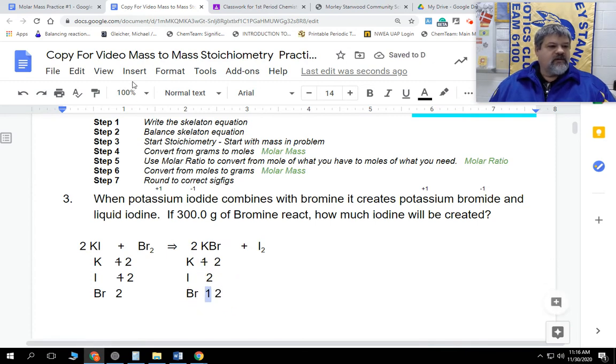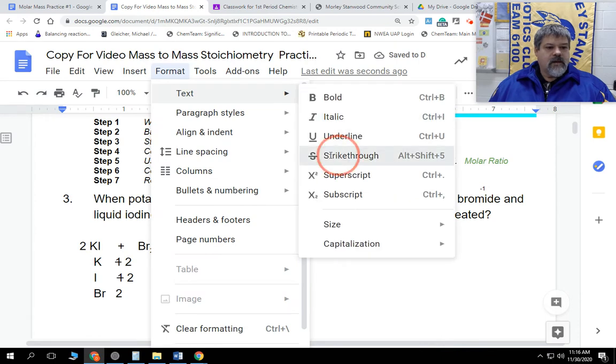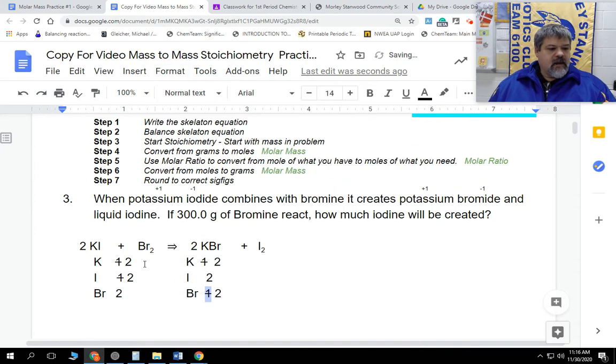And by doing it, we'll cross this off. And by doing that, I got it balanced. So if I look at it, I have 2 potassium, 2 potassium. I have 2 iodine, and I have 2 iodine. I have 2 bromine right here, and I have 2 bromine with this 2 over there. So that's good. So my molar ratio is 2 to 1 to 2 to 1.